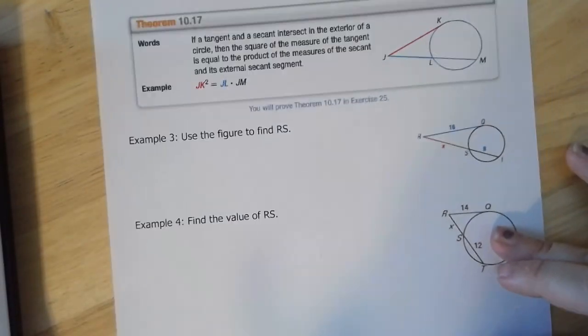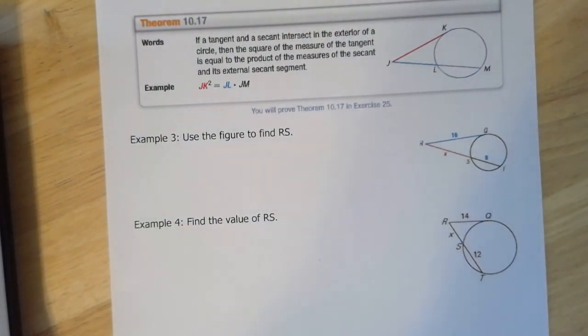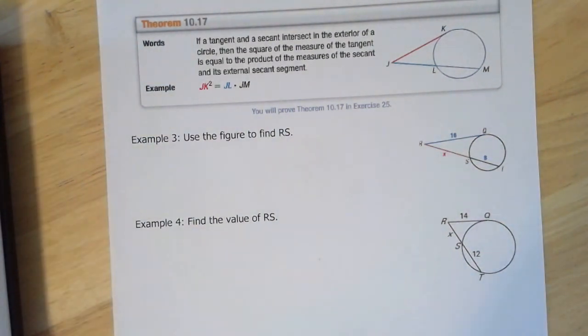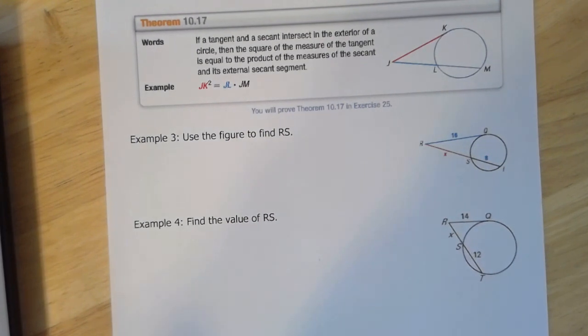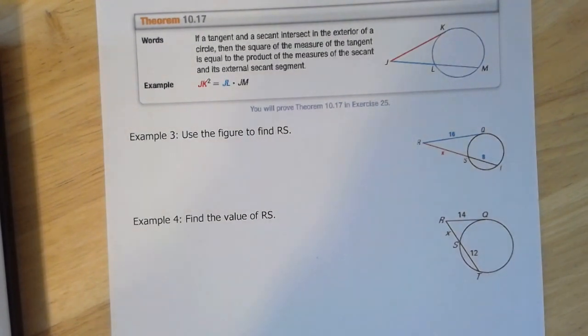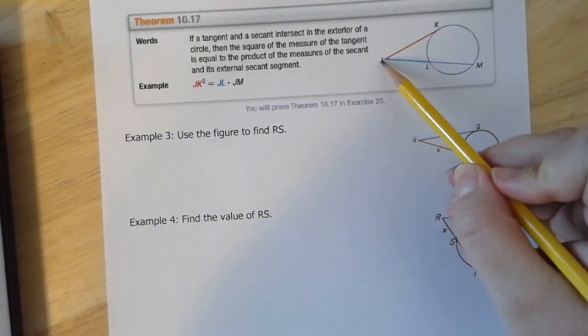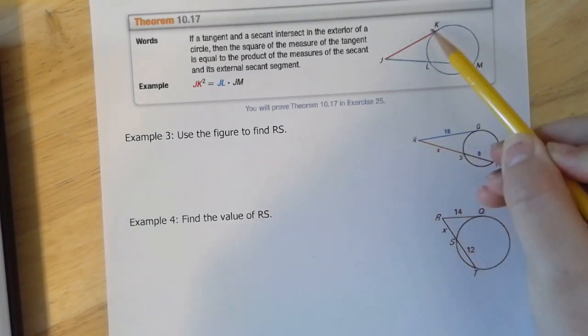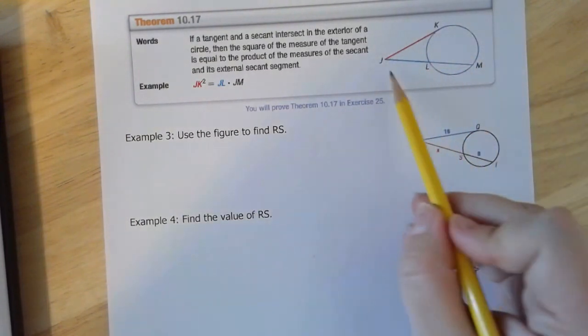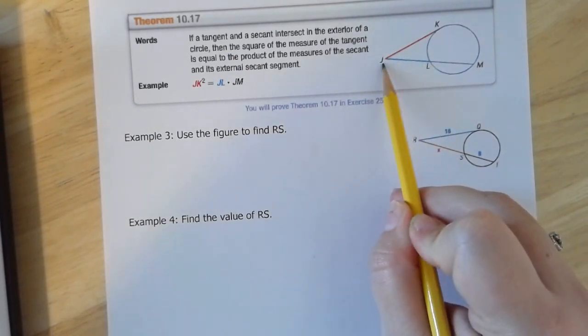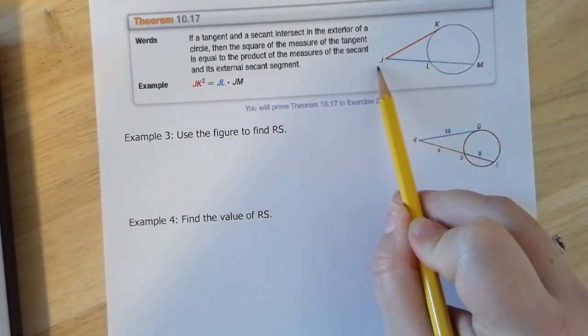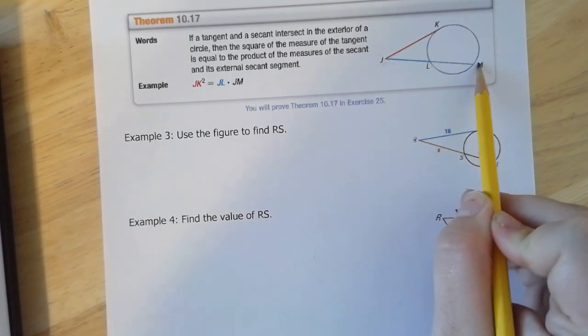All right, our last formula for the day. It says, if a tangent and a secant intersect in the exterior of the circle, then the square of the measure of the tangent is equal to the product of the measure of its secant and its external segment. Since this is the tangent, JK squared is equal to the exterior times the whole line. So it's the same formula we just did on the last set of notes.